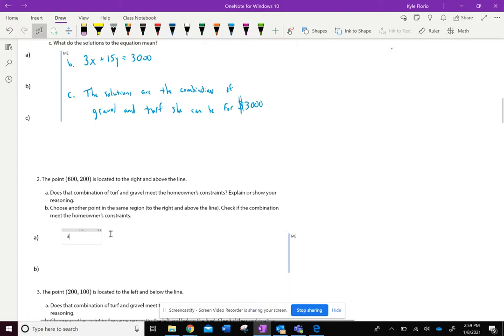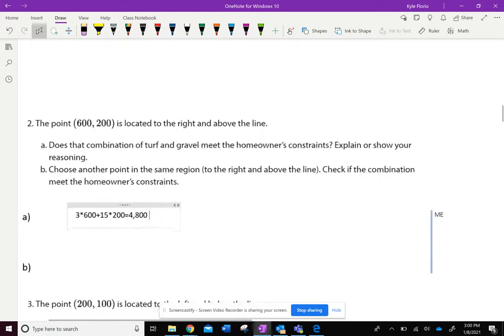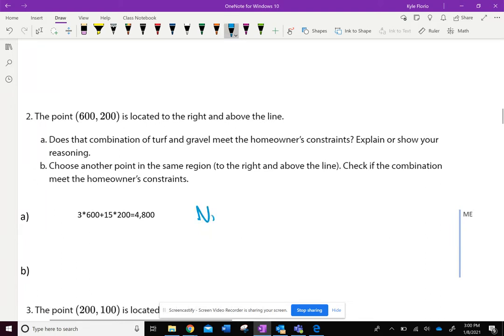It's $3 for each square foot of gravel times 600 feet, plus $15 for each square foot of turf times 200 feet of turf. That's going to be $4,800. That's above budget. No, 4,800 is greater than 3,000. It's above our budget. It's over budget.